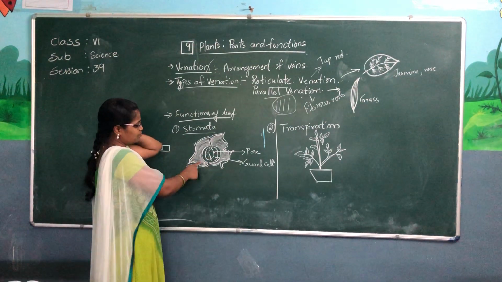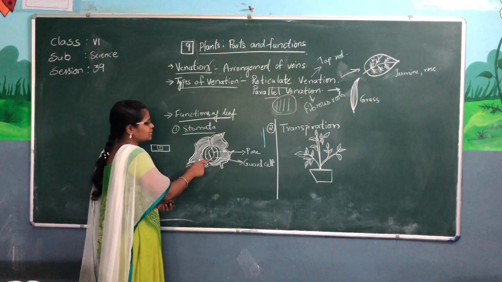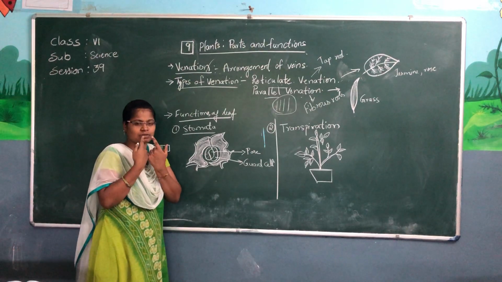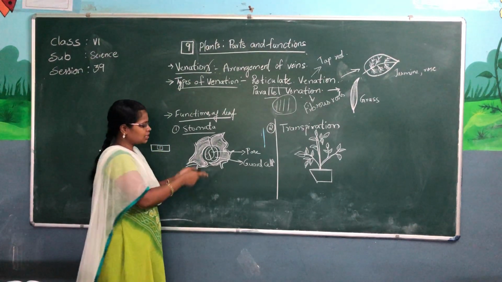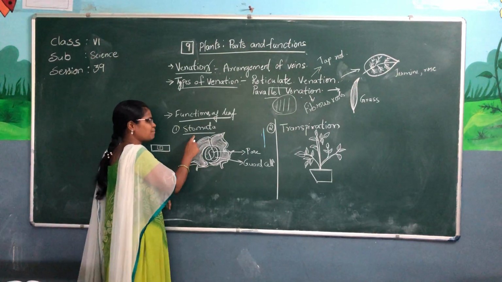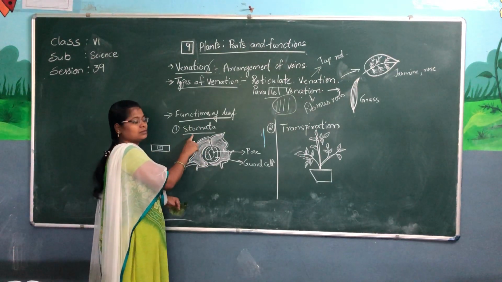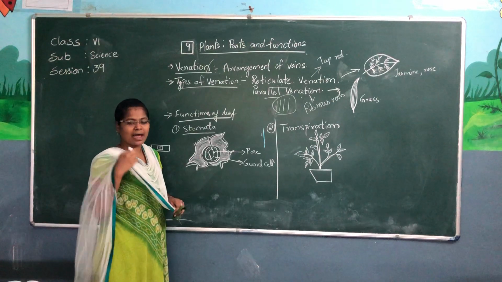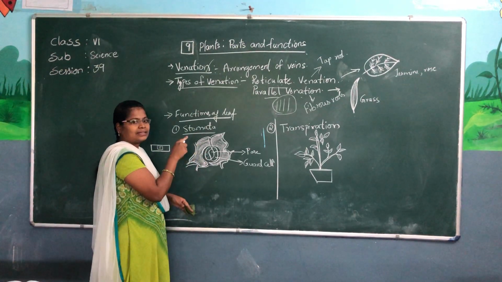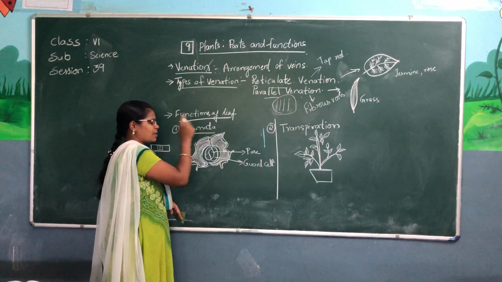They will be visible like this. This hole is called... You are breathing with your nose, that is named the nose. Then leaves are having small holes, and even that has one name. What is that name? Stomata. Leaves breathe through these small holes that are named stomata.